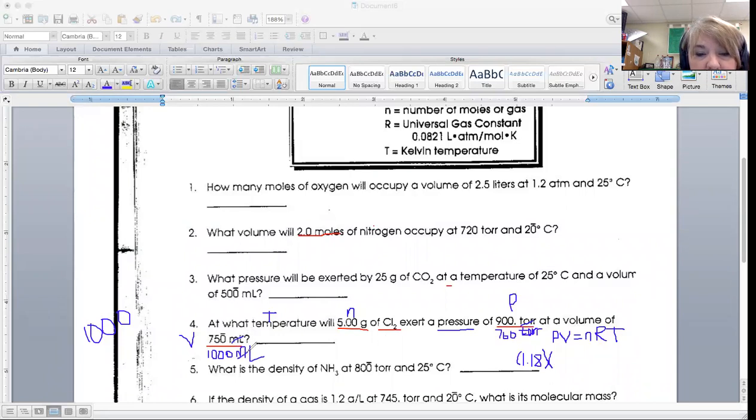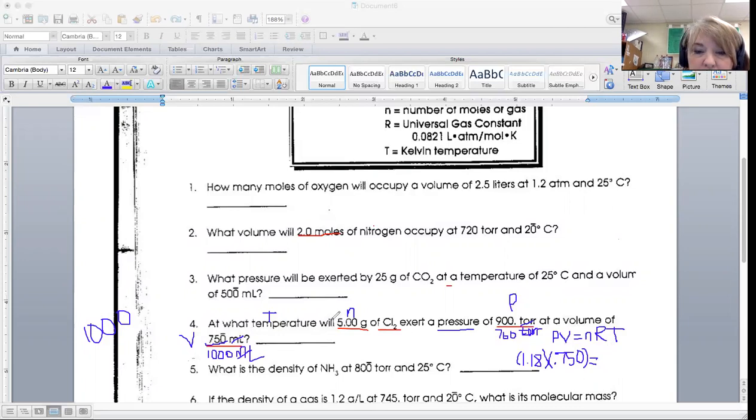So 750 divided by 1,000 would end up being 0.75. You could just move your decimal point over 1, 2, 3 spaces. And so I'm going to go ahead and plug in 0.75 for the volume. And I'm going to include that 0 with it. Okay, close those parentheses. Equals our number of moles is the next thing we're going to plug in.